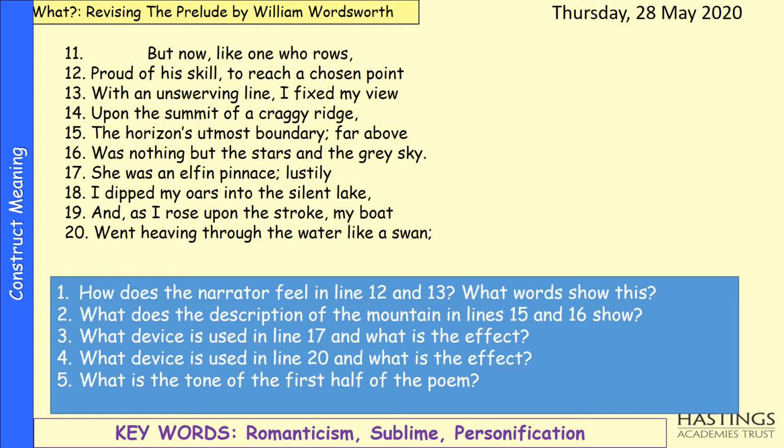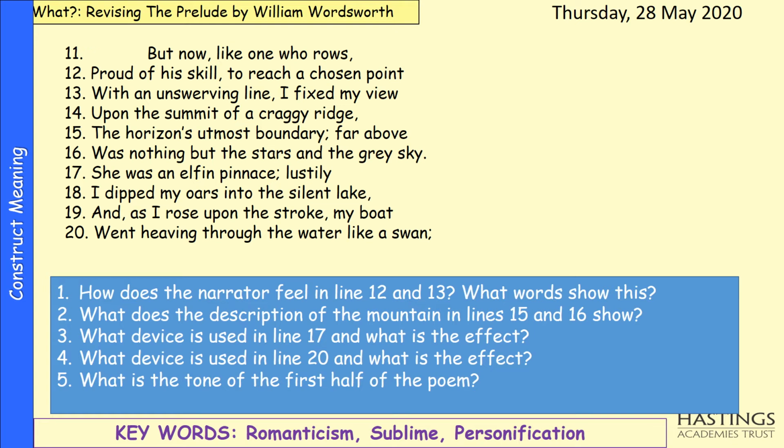Okay, for question number 1, how does the narrator feel in lines 12 and 13? What words show this? We've got "proud of his skill to reach a chosen point with an unswerving line". The two key words I would pick out there are "proud" and "unswerving", and what that gives is a sense of confidence and also arrogance. Okay, proud of his skill. He thinks he's very skillful at rowing this boat and he hasn't got any fear of nature.